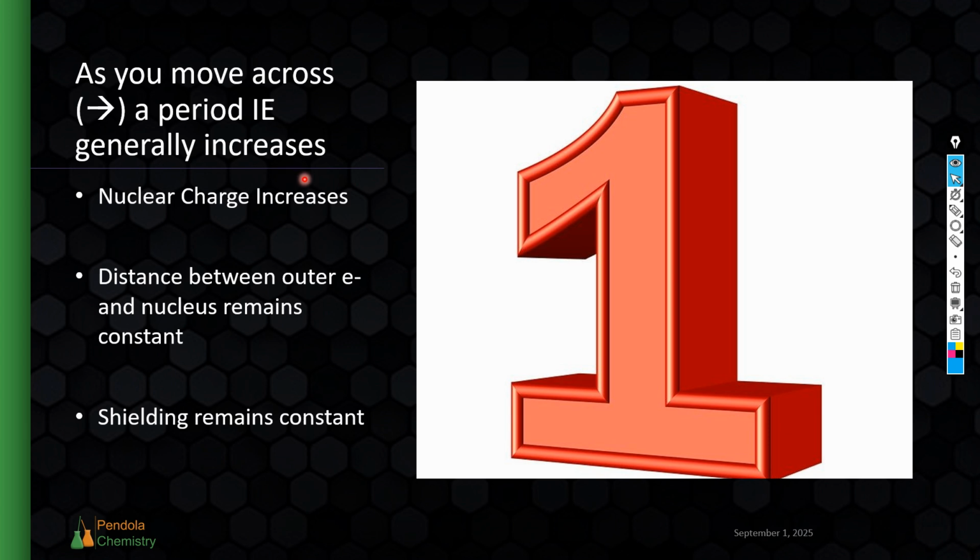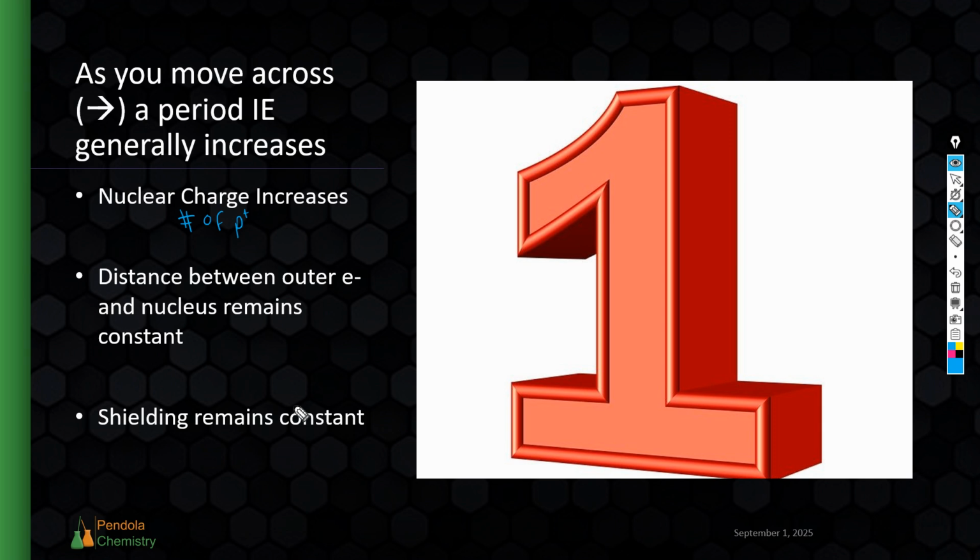As we go across a period from left to right, the nuclear charge increases. Remember, nuclear charge is how positive the nucleus is, or we can see it as the number of protons. So as we go from left to right, the number of protons increases, and so does the positive nuclear charge. The distance between the outer electrons and the nucleus remains relatively constant. It does change a little, as we saw with atomic radius, but it is a very slight amount, so we're going to say relatively constant. And the shielding remains constant because there are no new inner energy levels.